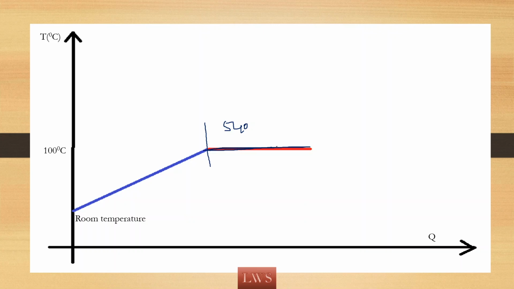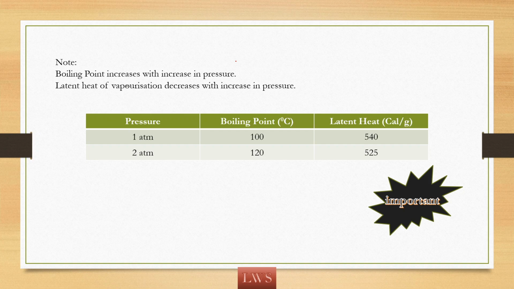Once it absorbs that 540 calories of heat, what happens? Here it is water, at 100 degrees boiling point. When it absorbs 540 calories of latent heat, at this point it will be converted to the gas. Once the latent heat is applied, it changes its phase. Boiling point increases with increase in pressure. Latent heat of vaporization decreases with increase in pressure.